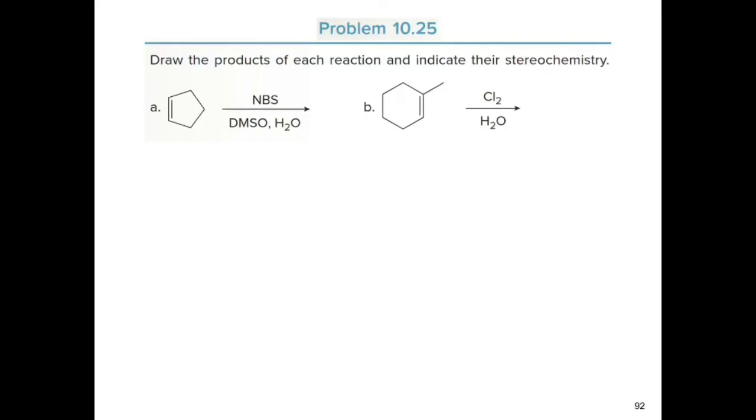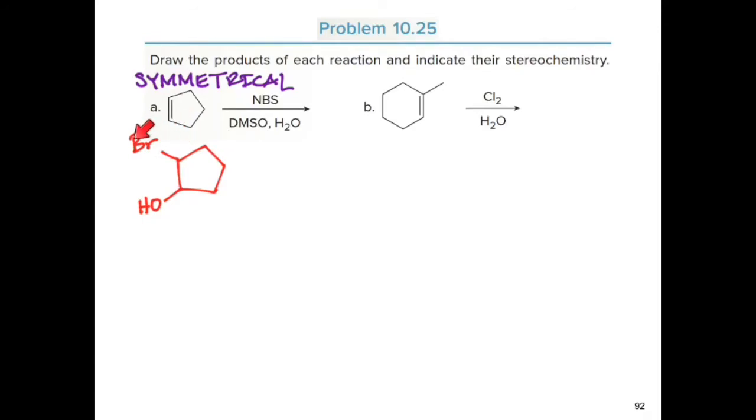And here's practice problem number 25. Draw the products of each reaction and indicate their stereochemistry. So for the first addition reaction here, you can see that we have a symmetrical alkene reacting with N-bromosuccinimide in aqueous DMSO. So that means that we have a source of bromine atom here. If you're not showing the chemical reaction mechanism, what you can do is locate the double bond. This is basically where the bromine atom and the hydroxy group will be bonded. And so here's the halohydrin.